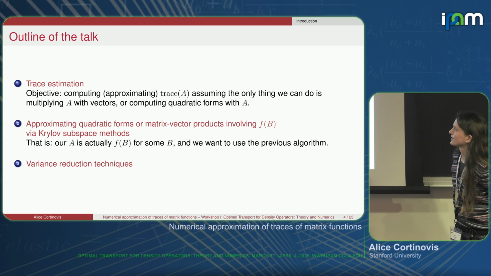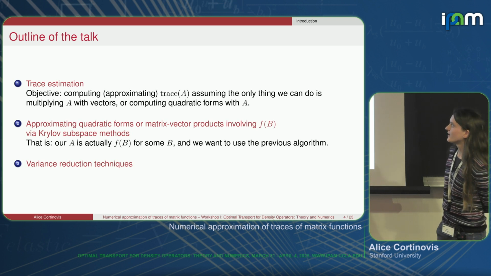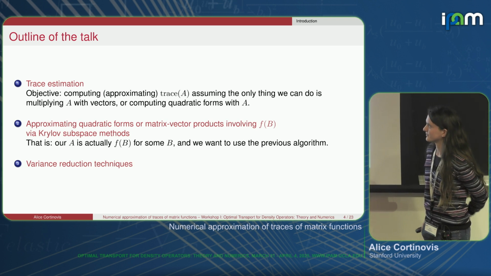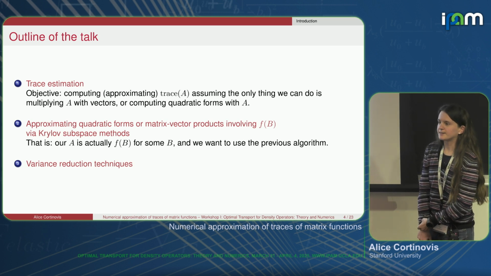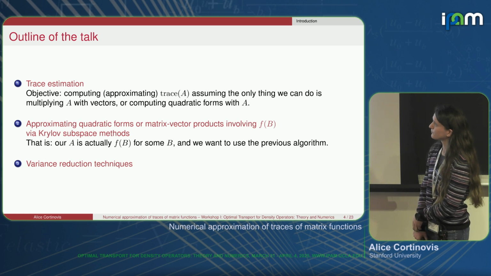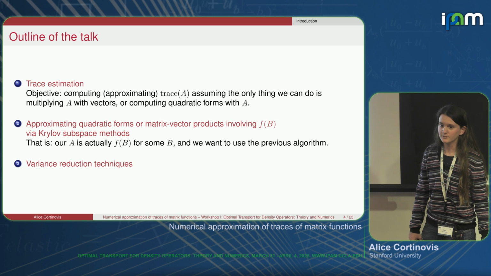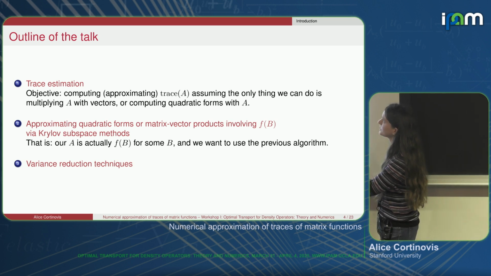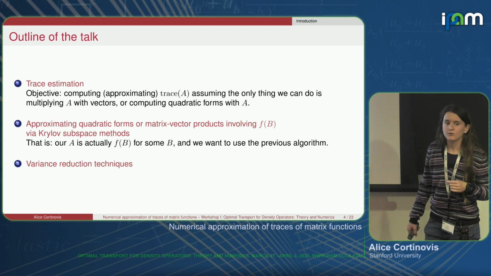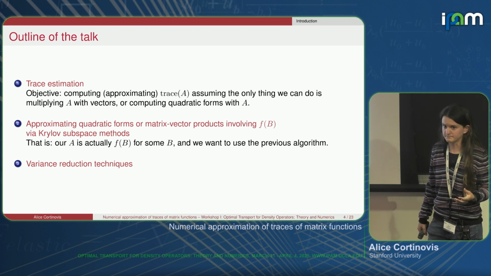So this is the outline of the talk. In the first part, I would like to present a randomized algorithm for trace estimation. Let's say, forgetting for a minute that we actually want the trace of a matrix function, we'll assume that we want to approximate the trace of a matrix A, which is symmetric. And we assume that we can do matrix-vector multiplications with A or compute quadratic forms with A.